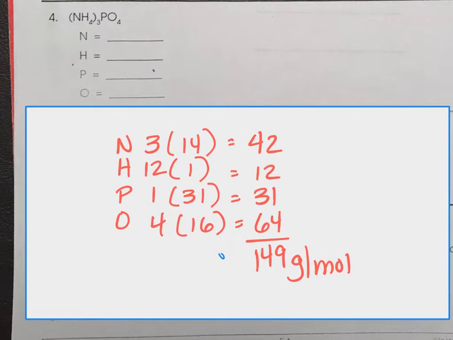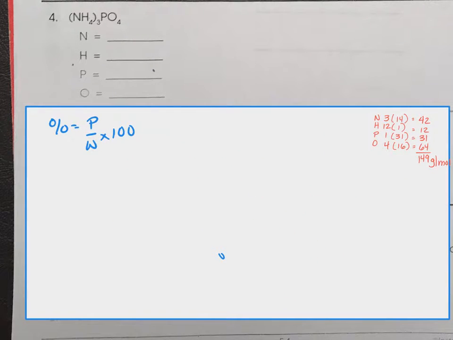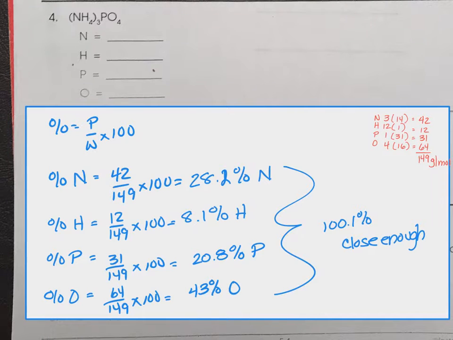Alright, so the first thing I did was I counted everything up and figured out the gram formula mass. I'm going to move that over to the side. I always write my formula down next because I'm dealing with percents. Alright, after I write my formula down, I'm going to calculate my percents, which are the part divided by the whole. So here's the part. Part divided by whole. Part divided by whole. Remember, I'm getting my parts from over here, 42, 12, 31, and 64.